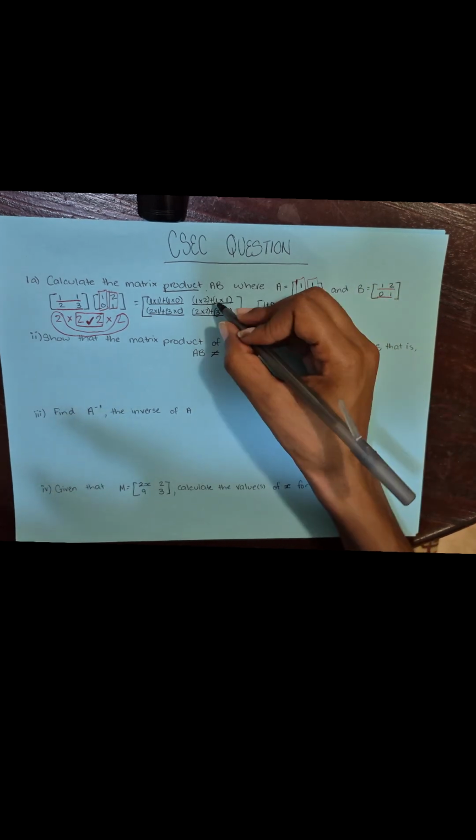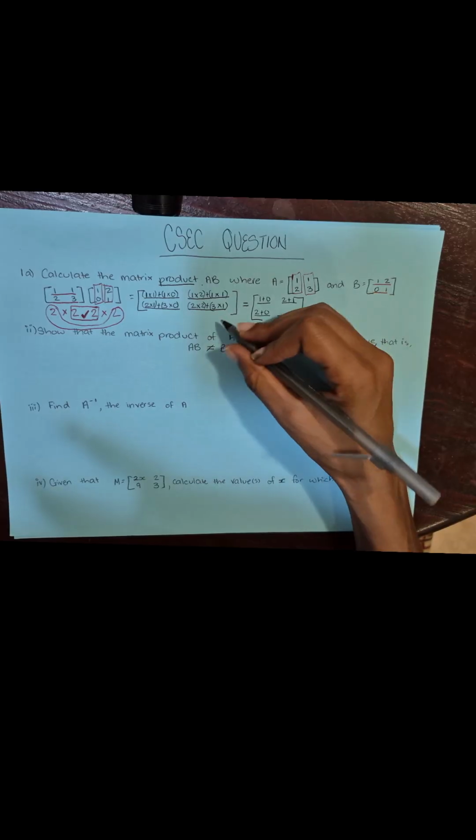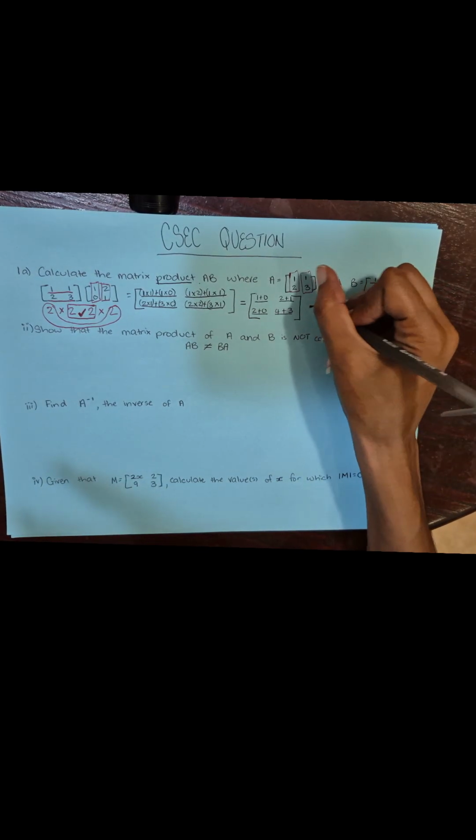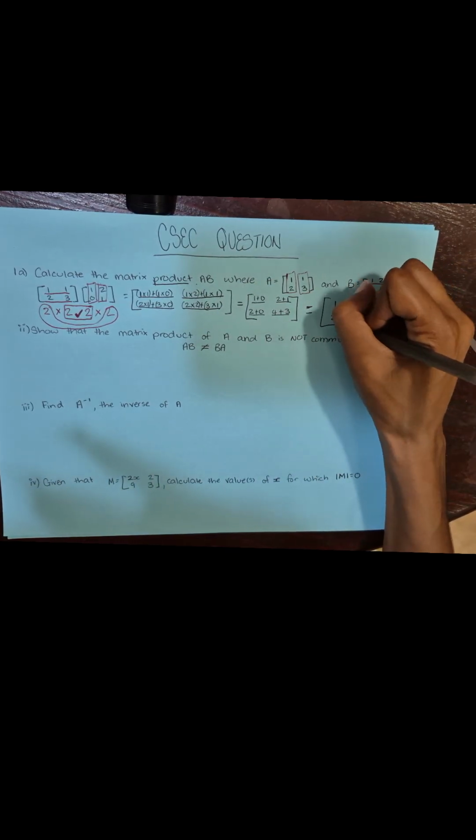Now we can do this in our calculators, or we can just do it by hand. So 1 times 1 is 1, plus 1 times 0 is 0. And here we have 1 times 2 is 2, plus 1 times 1 is 1. Here we have 2 times 1 is 2, plus 3 times 0, which is 0. And 2 times 2 is 4, plus 3 times 1, which is 3. So finally, AB is going to be equal to 1, 3, 2, 7. There's your answer.